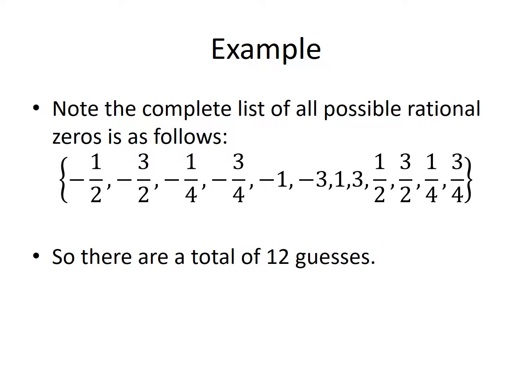The complete list of all possible rational zeros is as follows. You have negative 1/2, negative 3/2, negative 1/4, negative 3/4, negative 1, and negative 3. But then you also have positive 1, positive 3, positive 1/2, positive 3/2, positive 1/4, and positive 3/4. So there are a total of 12 guesses as to the rational zeros. Now the theorem specifies that if there are rational solutions to that polynomial, they have to be in this list somewhere.